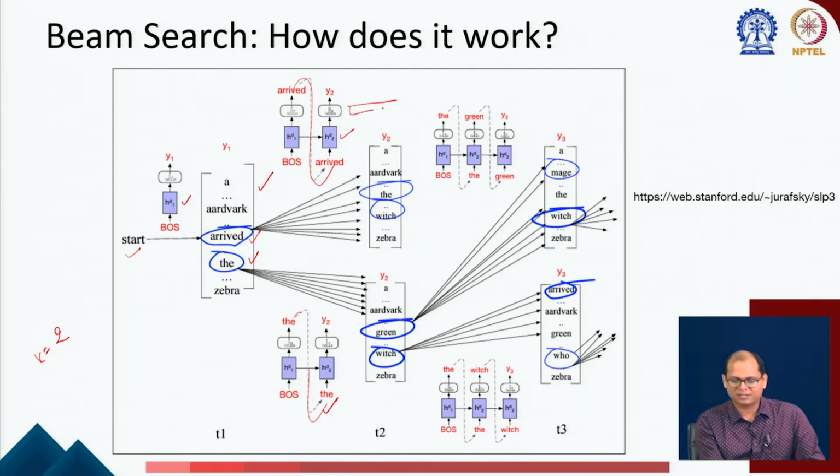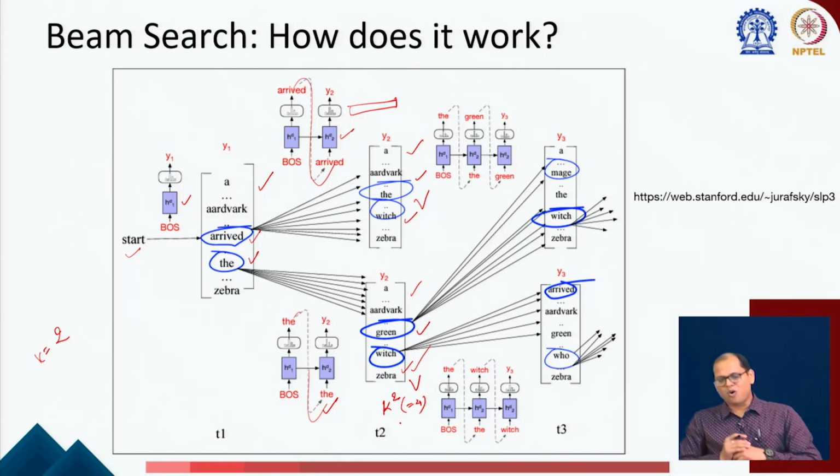I can compute this probability, and from it I have the probability for all the tokens in the vocabulary again. So, I have these V possibilities, and these V possibilities. But then I will again boil it down to 2. I will say K: the two highest probability, the and which, for arrived: arrived the, arrived which. Similarly, starting from the: the green, the which. So, I now have K square possibilities.